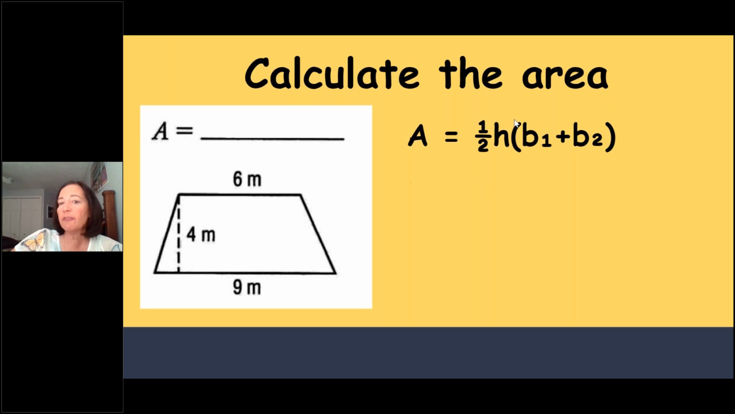We could follow our formula here that says 1/2, substitute the height of 4, and then we substitute in base 1, which would be 6 meters, plus base 2, which would be 9 meters. And then we simplify that. Tashana, why don't you go ahead and calculate the area of this trapezoid?